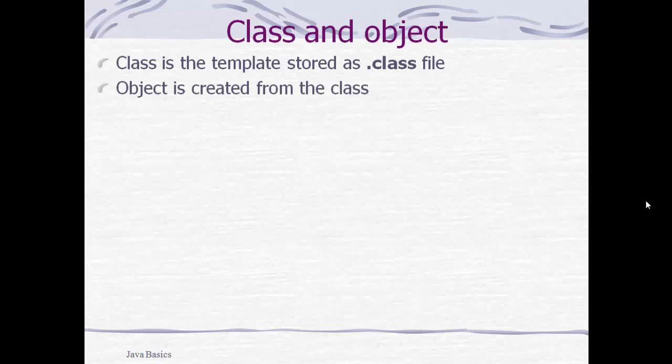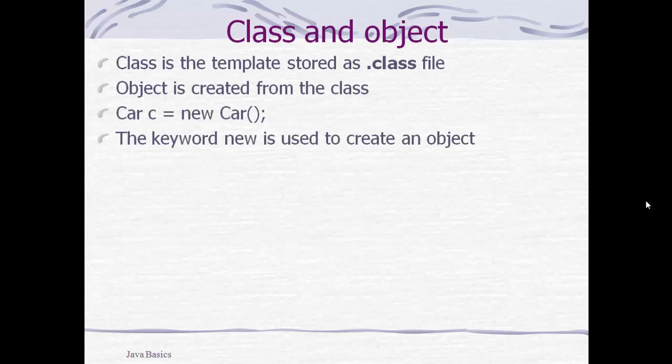Object is created from the class. When you say Car c = new Car, you are creating an object of Car from the class. From the Car class, there must be a file called Car.class. You have to create it first, and out of that you create an object. This is the syntax: Car c = new Car, where the keyword new is used to create an object.